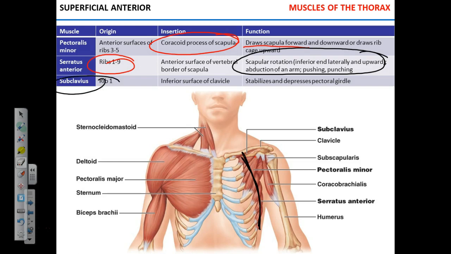Subclavius is a very small muscle right here that pretty much connects the first rib with the clavicle. The role is to stabilize the pectoral girdle. Every movement that is done at the pectoral girdle, every arm movement, requires the girdle stabilization. So subclavius always participates. It's not a muscle that produces huge effort, but it's extremely important for proper movement.